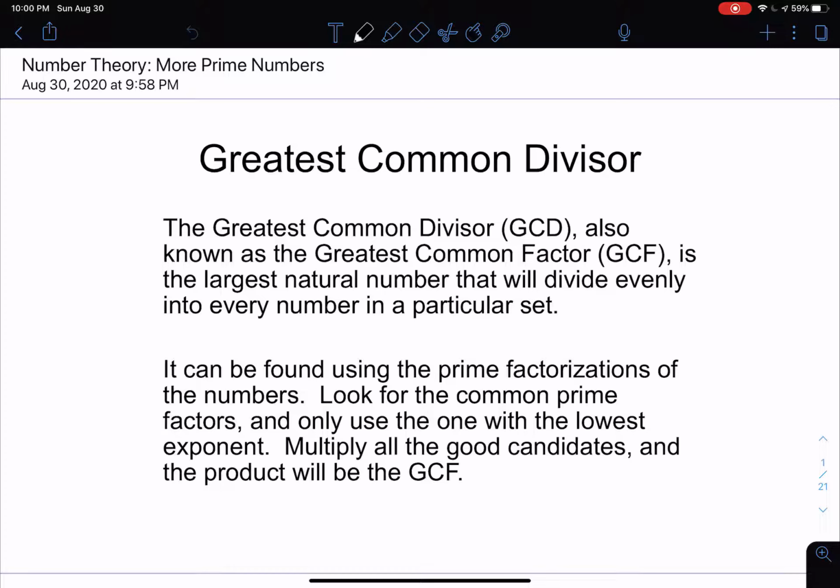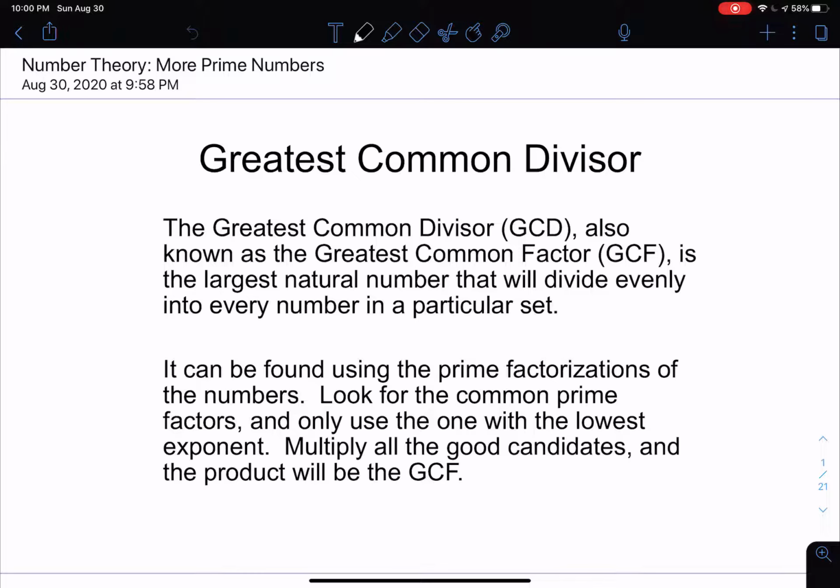So starting out, first we're going to look at a topic that you've seen before. You probably saw it in 4th grade. Finding the greatest common divisor, also called the greatest common factor. And we're going to follow this up in a little while with the least common multiple. Those usually go together. But we're going to look at how to find these using your prime numbers.